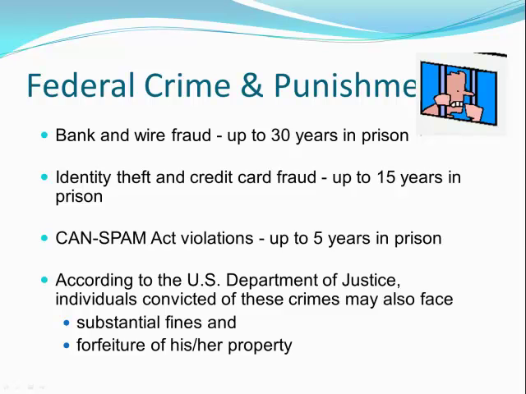If we look at some of the punishments associated with that, bank and wire fraud, you can get up to 30 years in prison plus monetary fine. Identity theft and credit card fraud, up to 15 years in prison plus fine. CAN-SPAM Act violations are up to 5 years in prison and fines. According to the Department of Justice, individuals can also lose not only just substantial fines, but also forfeit profit or property that they may own, or definitely anything that they acquired as part of the criminal act. So if they were purchasing cars or jewelry or homes, those could all be confiscated by the government as well.